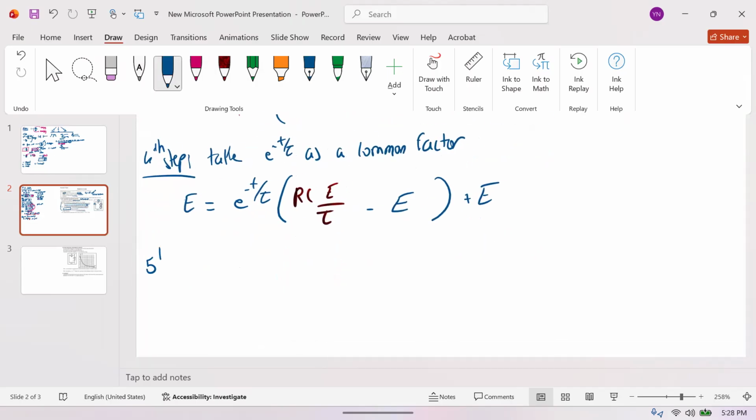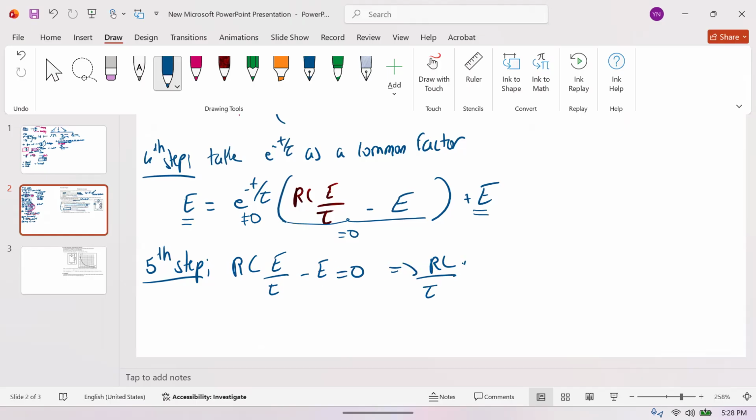Okay, and the last step you have to do, the fifth step, you take the factor of the exponential equal to 0. This one, the exponential can never be 0, and e is obviously equal to e. The last thing that we don't know anything about is the factor in parentheses, so we take it equal to 0: RC e over tau minus e equals 0. So RC e over tau equals e.